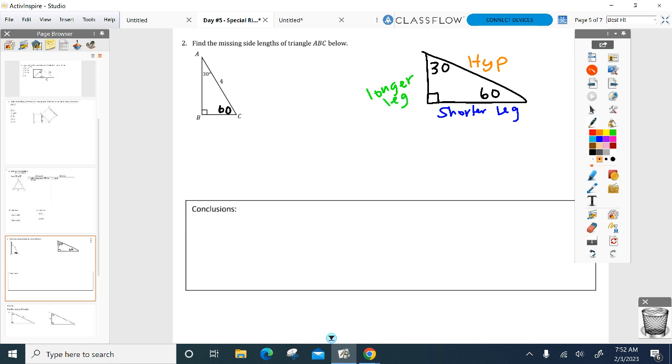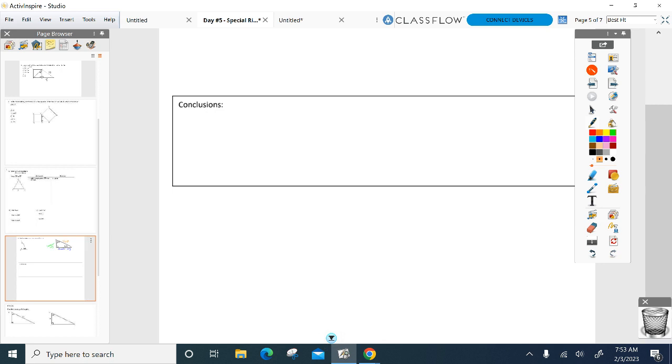Again, the shorter leg's always across from 30. The longer is always across from 60. Smallest side across from the smallest angle. All right, you ready for your rules now? Ready for the rules? I'm just going to get right to it.